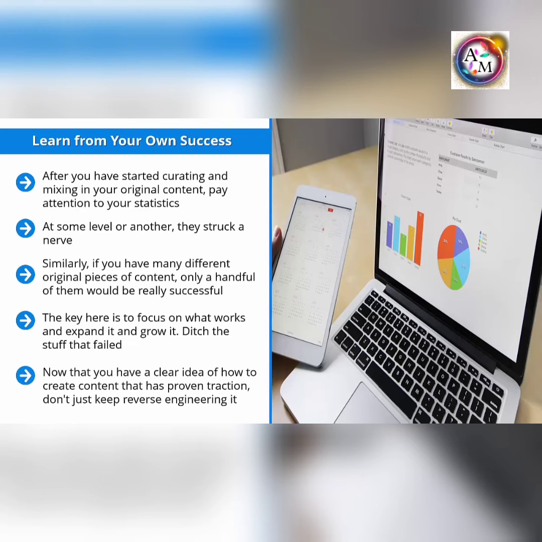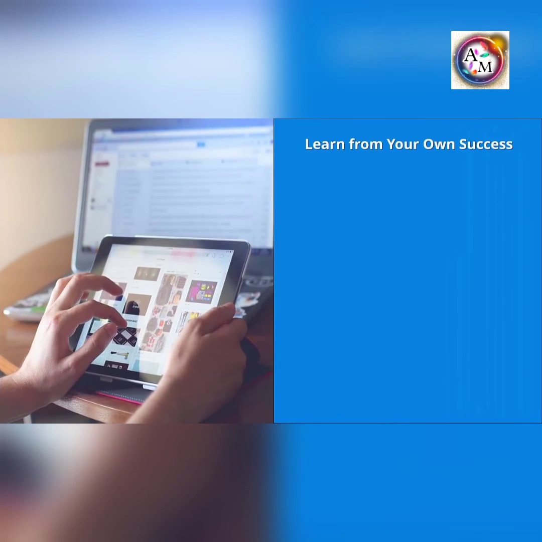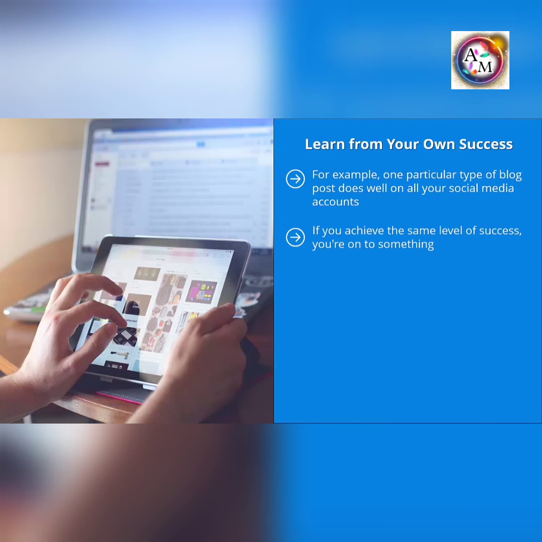Create derivative, cross-platform variations of your most successful content. Now that you have a clear idea of how to create content that has proven traction, don't just keep reverse engineering it. While you need to continue doing that, you also have to do something else. Create derivative or cross-platform versions. For example, one particular type of blog post does well on all your social media accounts. Identify its themes, pay attention to its patterns, and come up with another blog post. See if that works. If you achieve the same level of success, you're onto something. This is not a fluke. This is not a one-time thing. You have struck on a theme that your audience members readily enjoy.